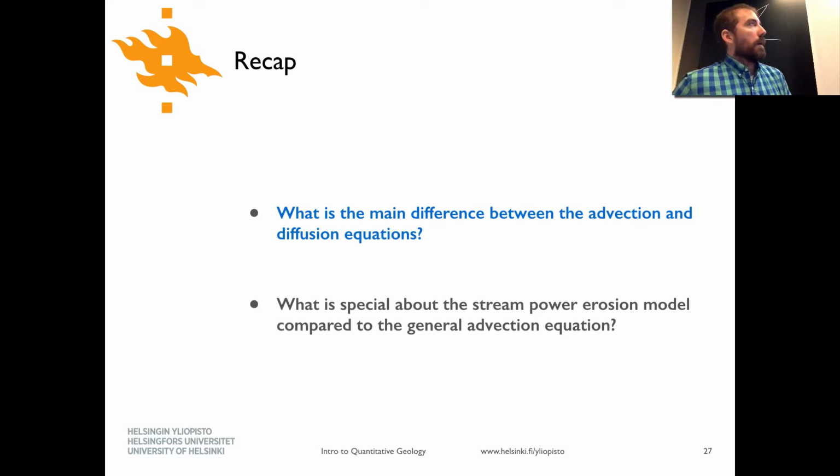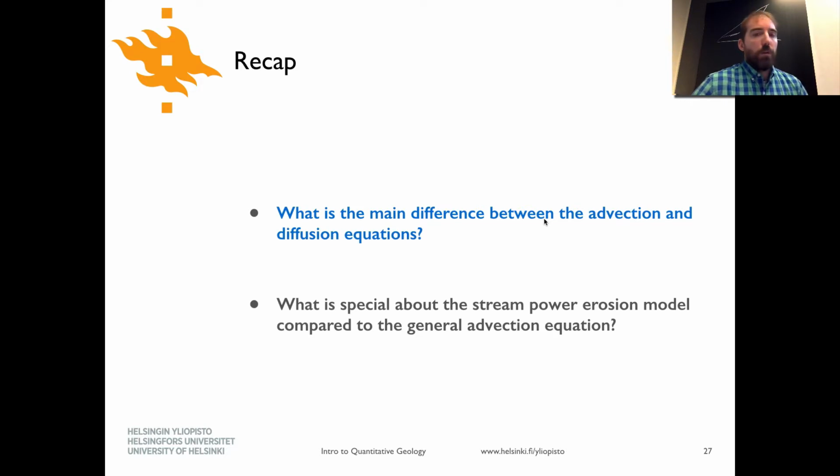I think I'm going to skip over this recap since we've just had a little bit of time to talk about things. So our main differences between the advection and diffusion equations, I won't make you guys answer that question, but rather I'll just tell you that for the diffusion equation, we have the relationship between the change in elevation with time being related to the curvature of the landscape, or the second derivative of the elevation with respect to some horizontal distance. And that's compared to the advection equation, where we have the change in elevation with time being directly related to the slope.